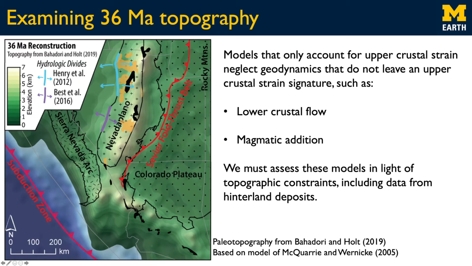The discrepancy between the inferred topography from Bahadori and Holt's model and the hinterland strata and divides, which maybe outline a Nevada plano or high orogenic plateau that occupied this region, highlights the need for us to consider other geodynamics like lower crustal flow and magmatic addition, which together may act as a buffer for the upper crustal strain record and explain some of these differences we're seeing between the modeled topography and data.